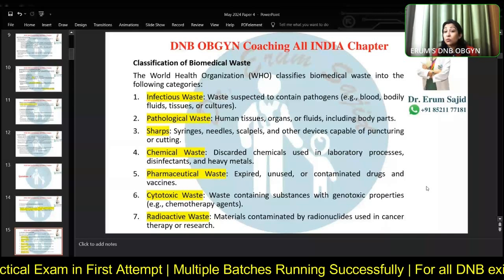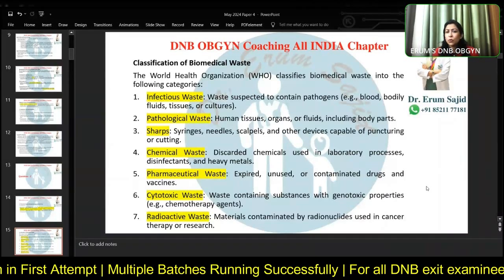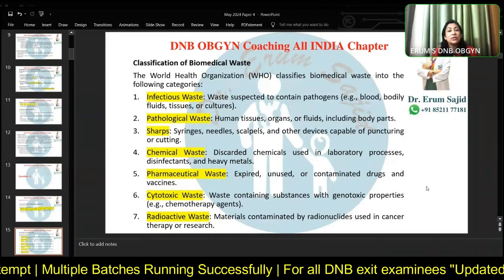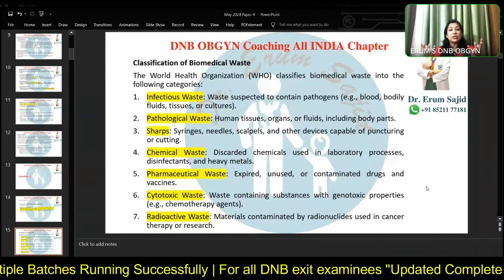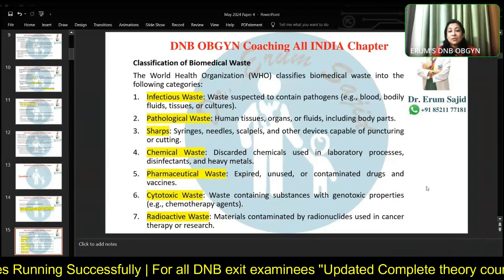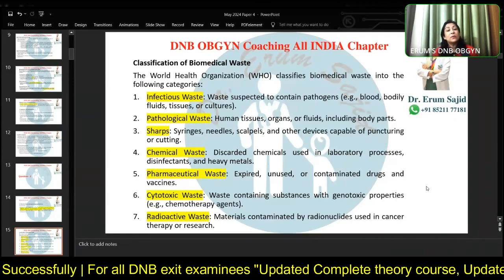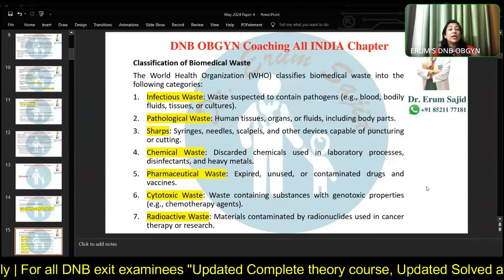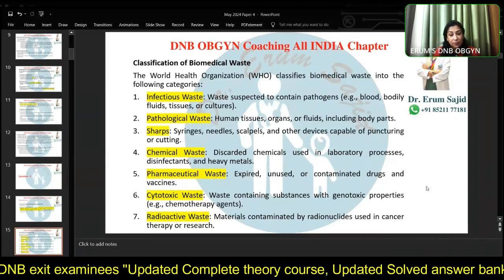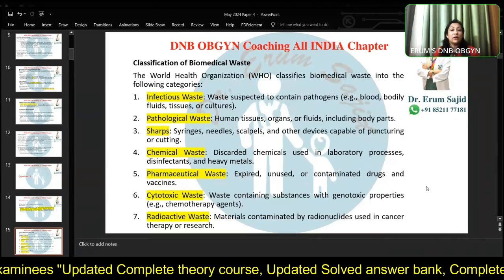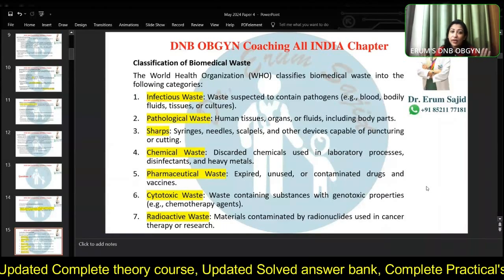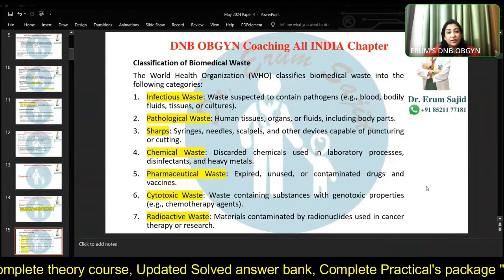So it's infectious waste, mostly the blood, bodily tissues, fluids, cultures. Pathological waste with the organs, tissues, the complete organs and the fluids, and the human tissues. Sharps is very obvious. Chemical is very obvious. Pharmaceutical is drugs and vaccines. Cytotoxic means I'm talking about genotoxic properties, chemotherapeutic agents, and radioactive means radioactive properties. Okay, so remember that this is the classification of medical waste.